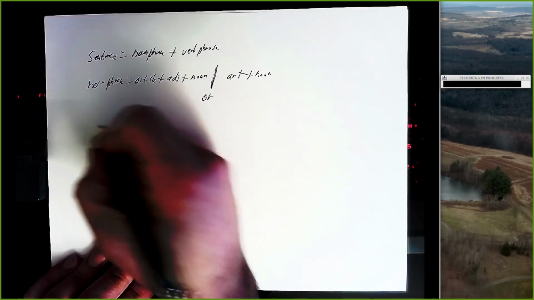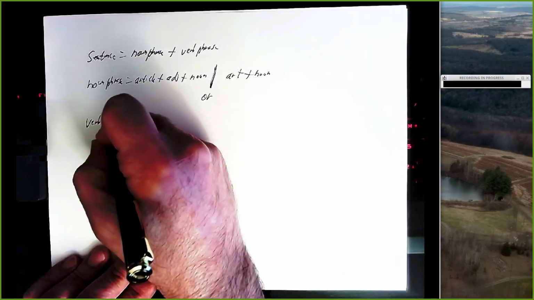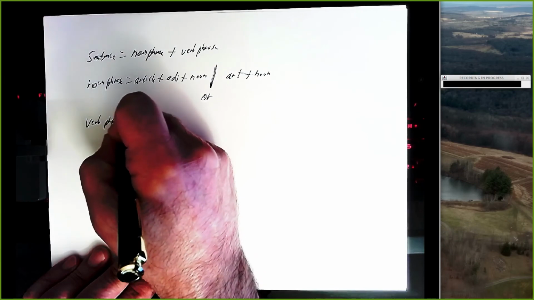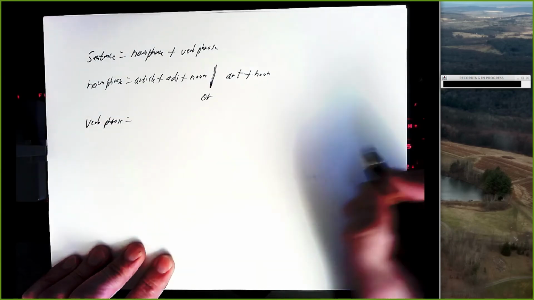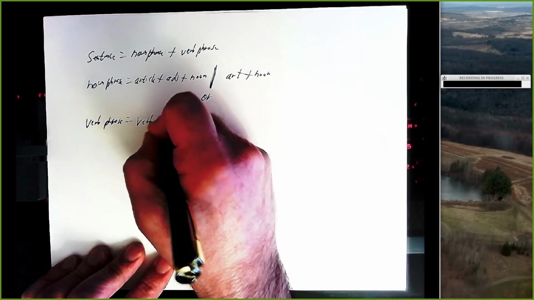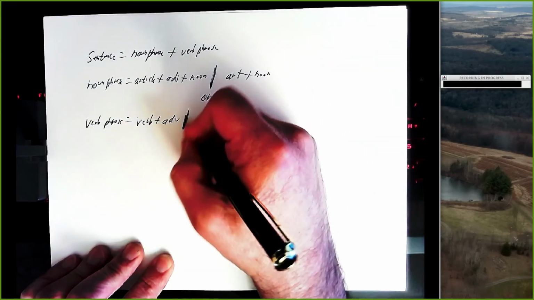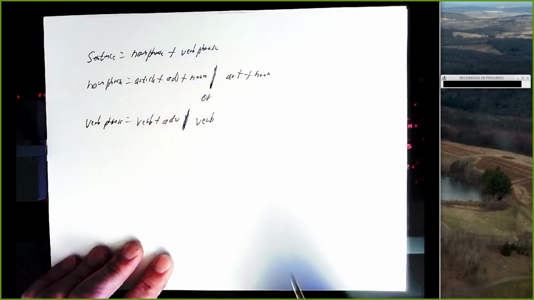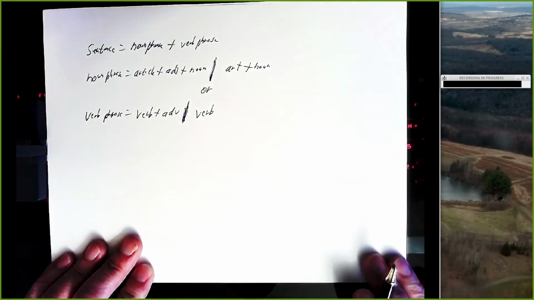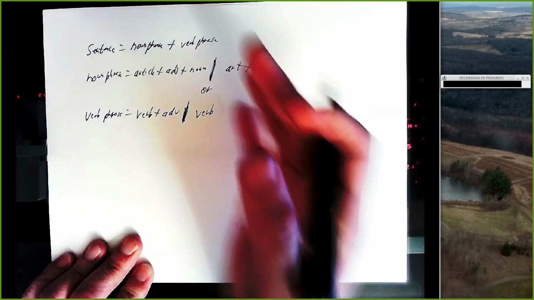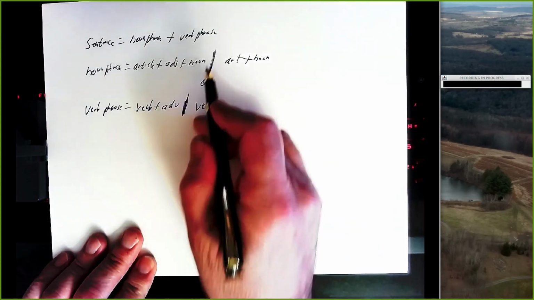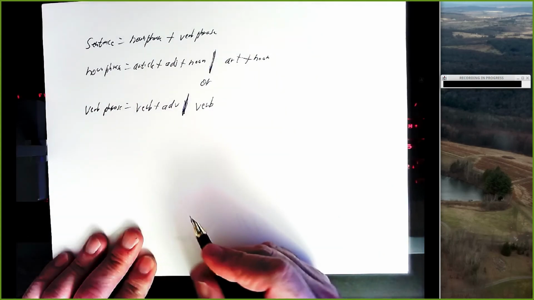A verb phrase is going to be a verb plus an adverb, or it's just going to be a verb. Adverb is the thing that modifies a verb. Adjective is the thing that modifies a noun. So big house, run quickly, that kind of thing.